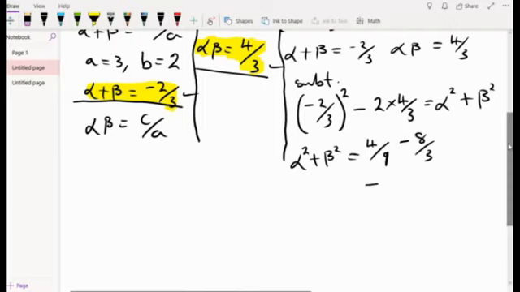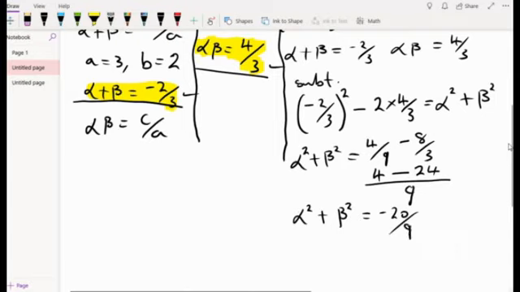So let's find the LCM. The LCM of 9 and 3 is 9. So this is going to be 4. 3 and 9 is 3. 3 times 8 is 24. So 24. Finally our alpha square plus beta square is going to be 4 minus 24, that is minus 20 over 9, which is our final answer. So that is how you go about solving it.